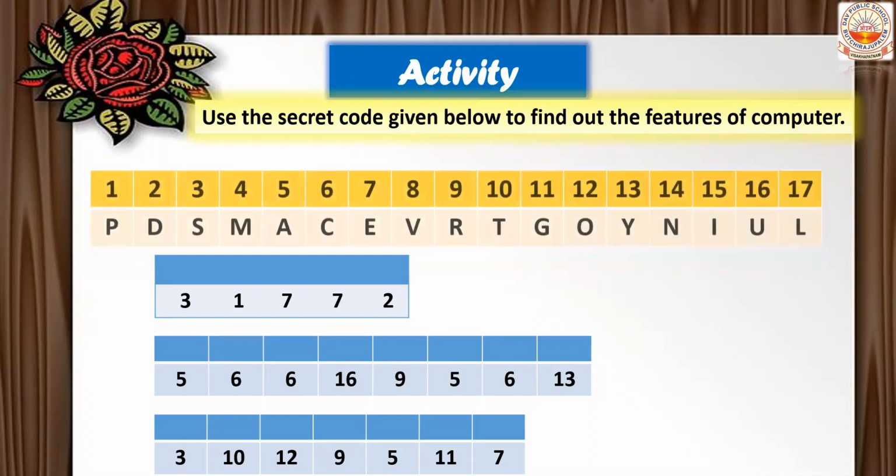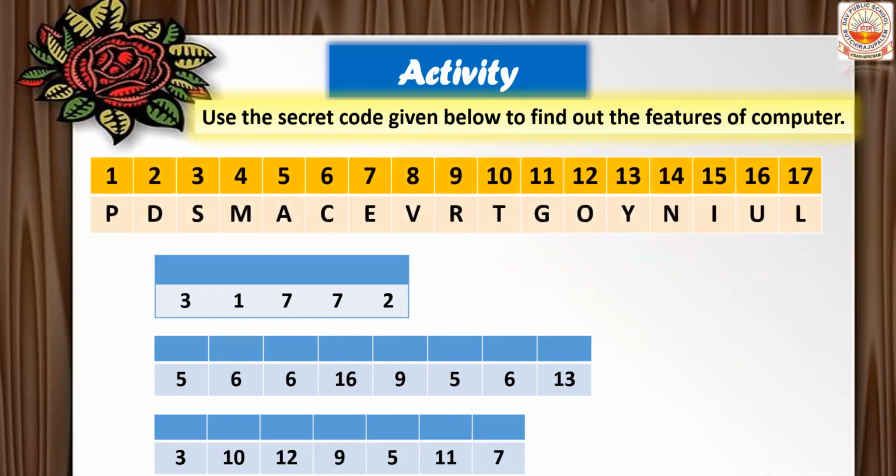Here you have to use the code given below to find out the features of a computer. So here, features of a computer are given, children. So here code is given. You have to use this code and you have to find the features of a computer. Okay, children? Are you ready?